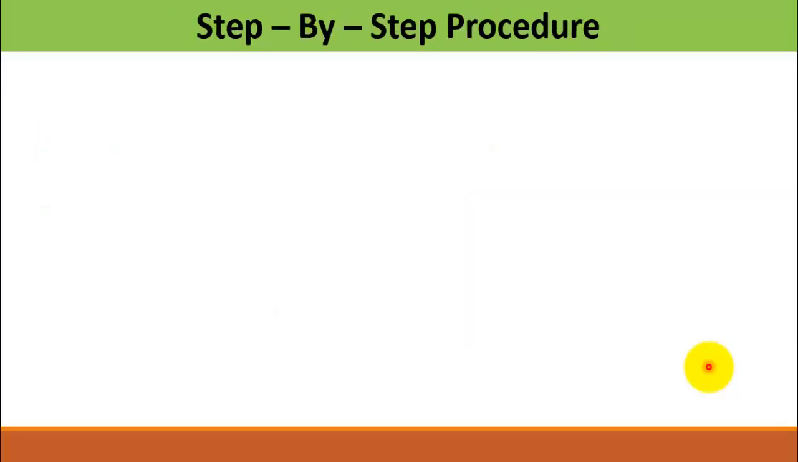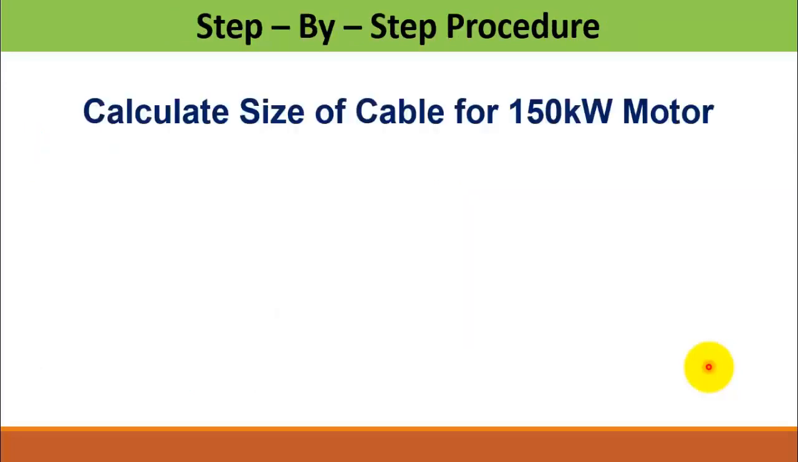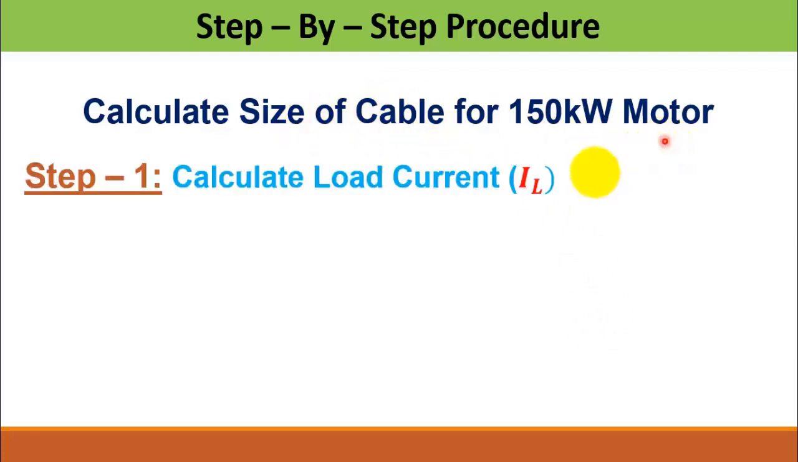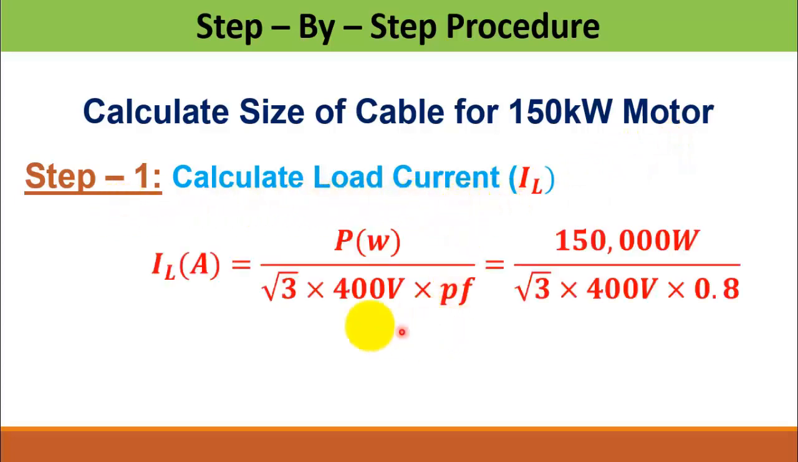Let's solve one simple example by considering all factors to size the cable. Kindly follow each step. Let's say our load is a 150 kilowatt motor. The very first step is to calculate full load current. We will use the three-phase power formula. Let's take voltage equal to 400 volts and power factor 0.8. Putting all values, the full load current comes out to be 270 ampere.